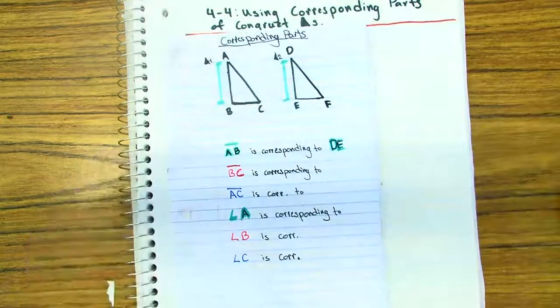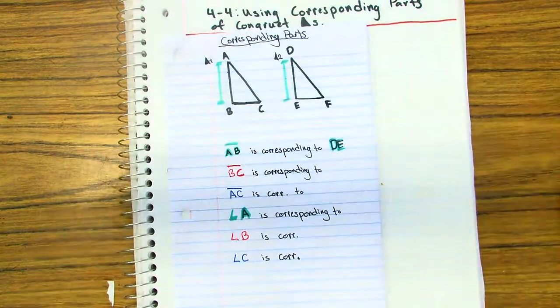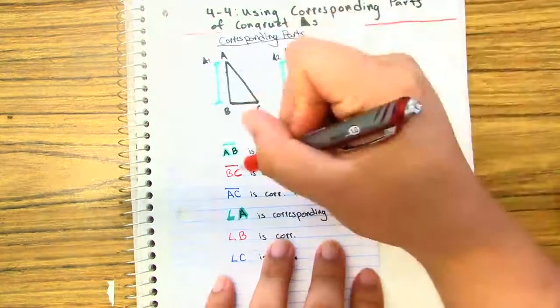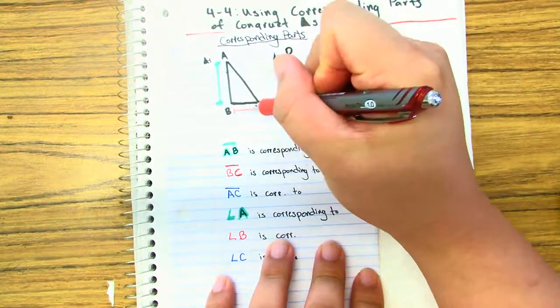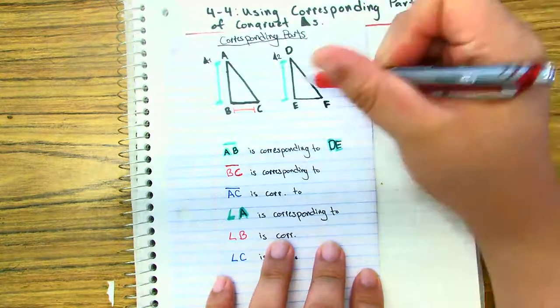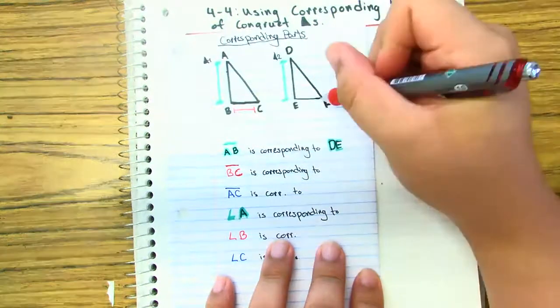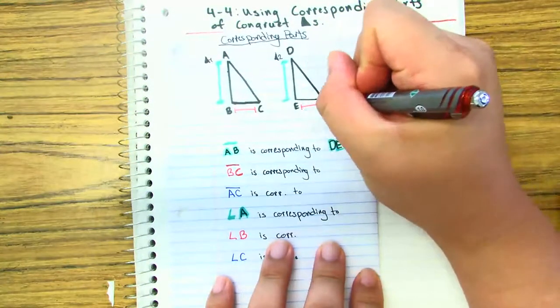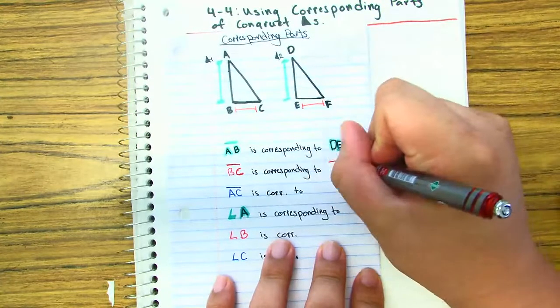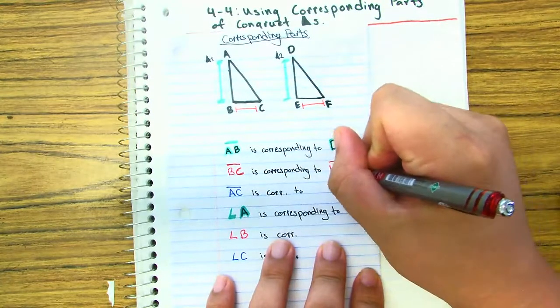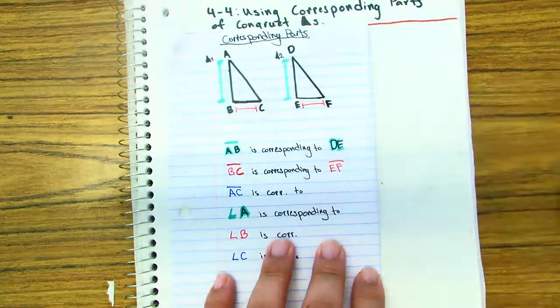Next we're going to do BC. Segment BC corresponds to a segment on the second triangle. Here it is a short leg on the first triangle. Here EF looks like the shortest leg in the second triangle, right? The segment EF. BC corresponds to EF.